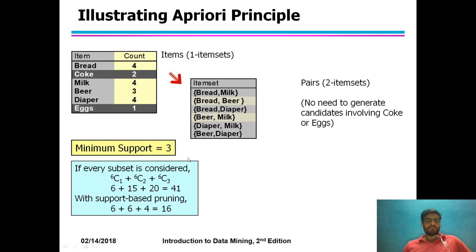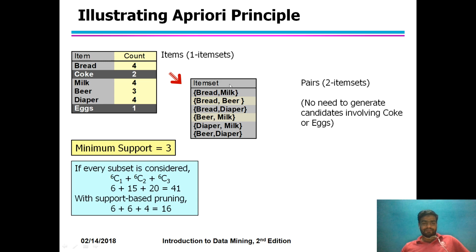Okay. So now item set 1. What are the possible combinations now? Combine each and everything. Coke is removed, egg is removed. Bread combined with milk, first is bread milk; bread combined with beer, bread and beer; bread combined with diaper, bread and diaper. Next, beer combined with milk, beer milk; then diaper combined with milk; then beer combined with the diaper.